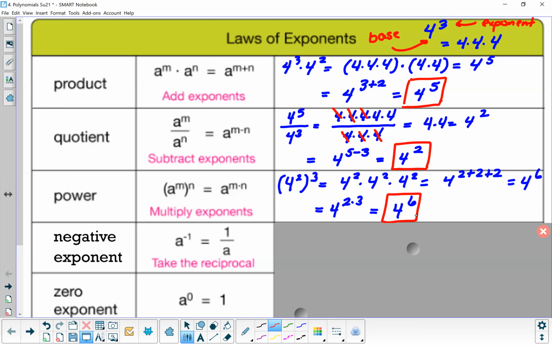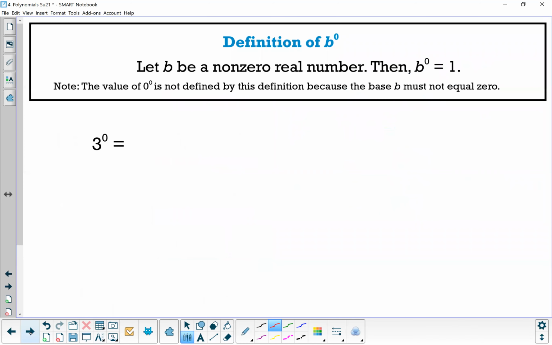Now we're going to delve deeper into our negative exponent law and our zero exponent law. So we're going to see some examples and then we'll revisit this table at the end. Let's start with the definition of b to the 0 power, assuming our base is not equal to 0. So let's consider 3 to the 0 power. This particular definition says that it's equal to 1.